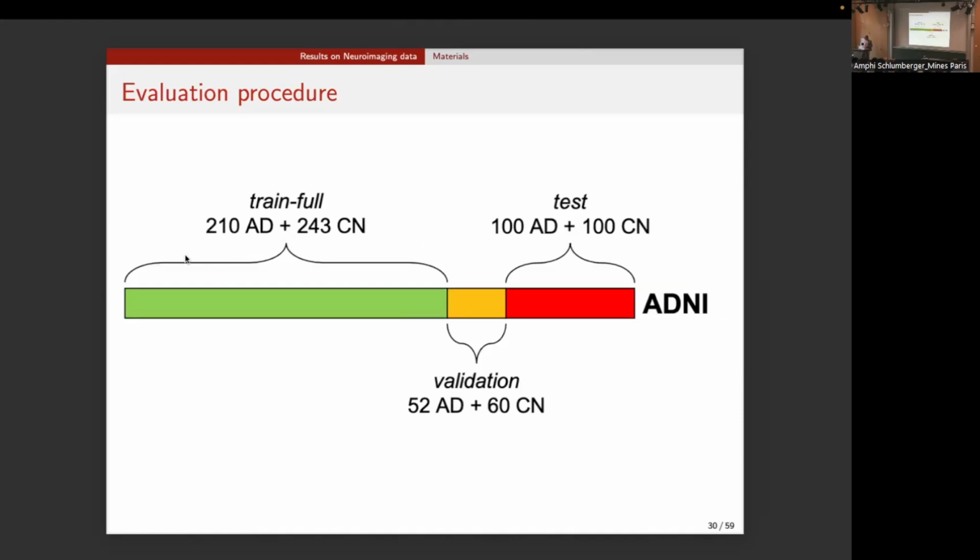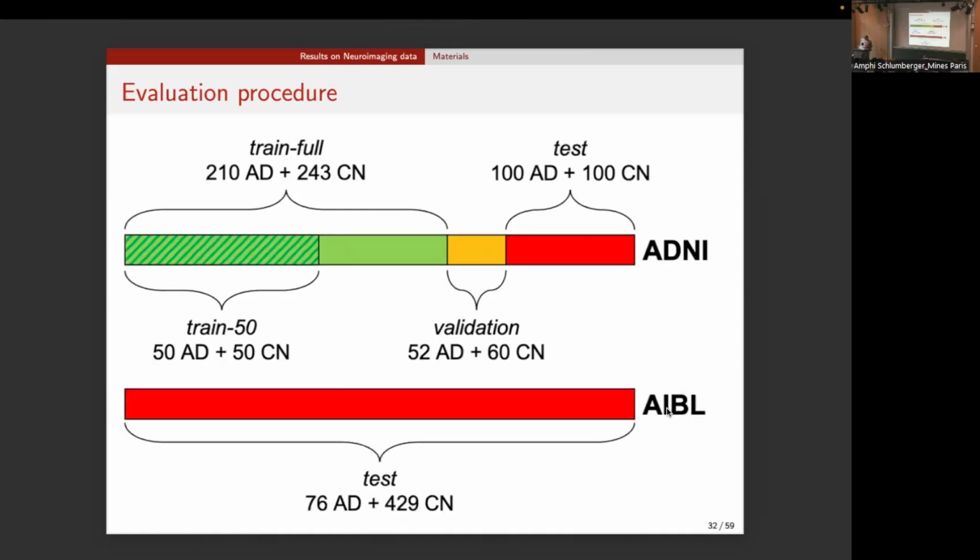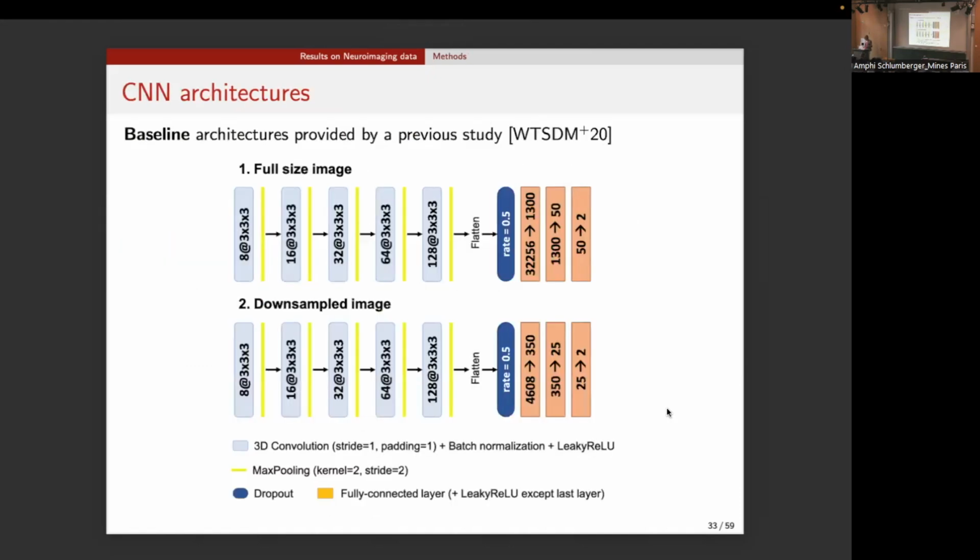What we did is to use ADNI, so the American data set, for training and validation, and we kept apart 200 people from ADNI for the test. We did that also with a reduced training set of 50-50 instead of 200-200. And we used the AIBL data set, so the Australian data set, just for testing. So we never used any Australian person in the training. My algorithm has never seen any Australian Alzheimer's patient or control, never.